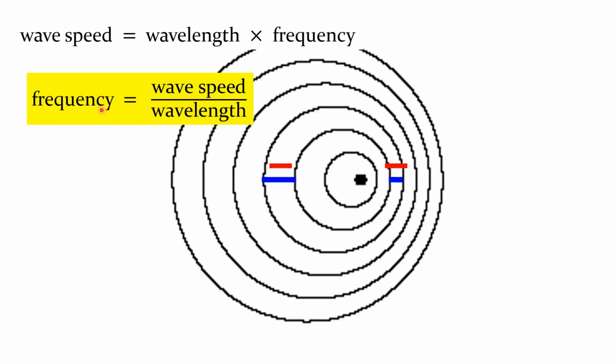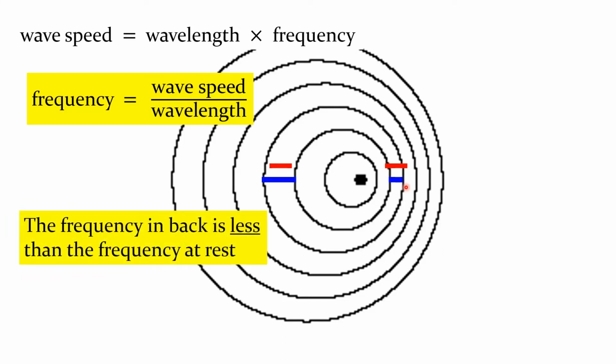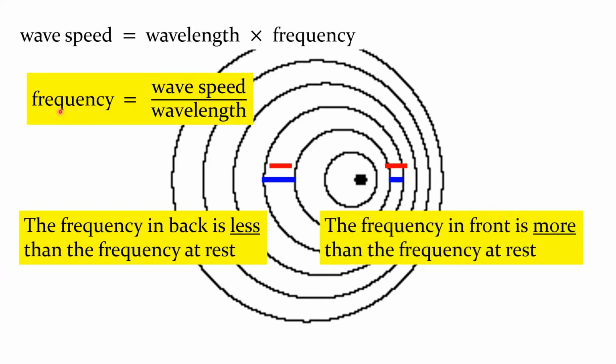So really, the frequency is just dependent on the wavelength. And we can see the comparative wavelengths here. So what we can say then is that the frequency in back is less than the frequency at rest. That's because in the back, the wavelength is longer, and wavelength is in the denominator, so that gives you a shorter or smaller frequency. In the front, that would mean that the frequency is more than the frequency at rest.